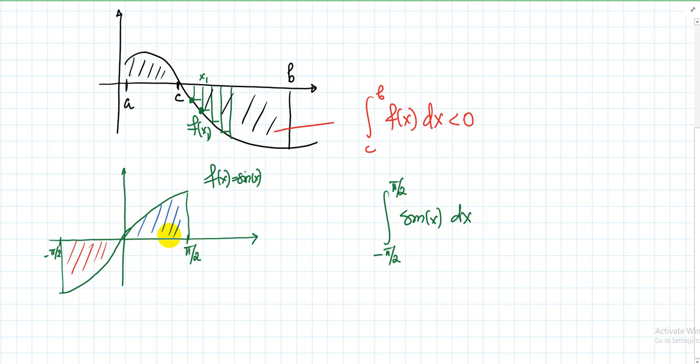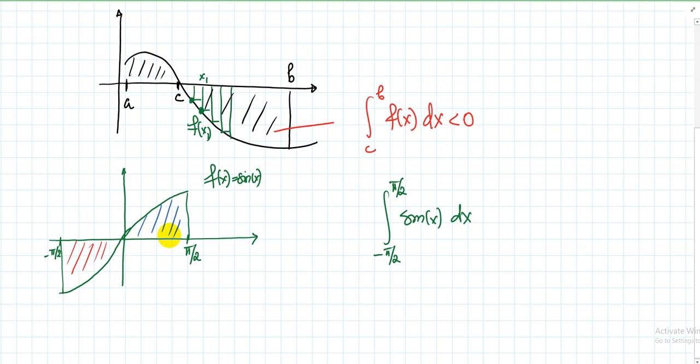Can you tell me by just looking at the image? They are symmetric. Okay, the function is symmetric with respect to 0. Because this is the same area as this one in absolute value, but this comes with the negative value and this comes with the positive value. So the integration of the sine will be equal to 0.